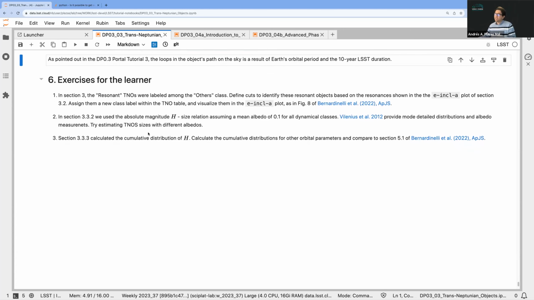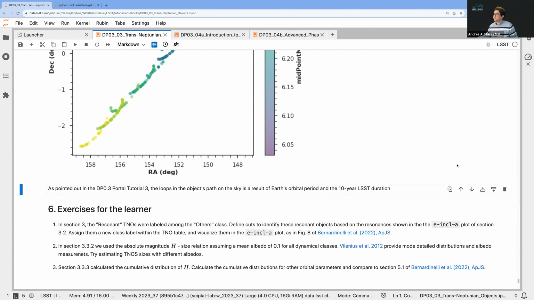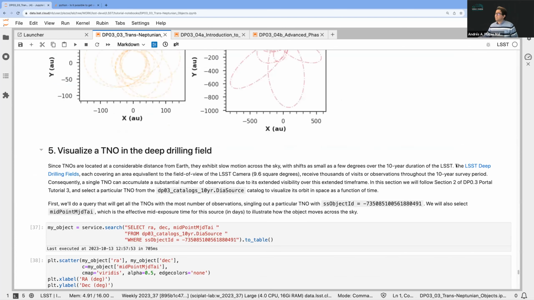And then I also mentioned the cumulative distributions of age. This is what we calculated, but you could also calculate other cumulative distributions for other orbital parameters, and this is also a nod to this particular section of the paper that has been central to this tutorial, Bernardinelli et al. And see what you get. Okay, and that's it. One hour.